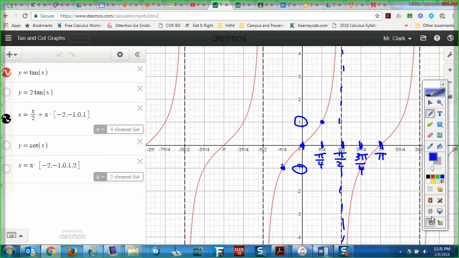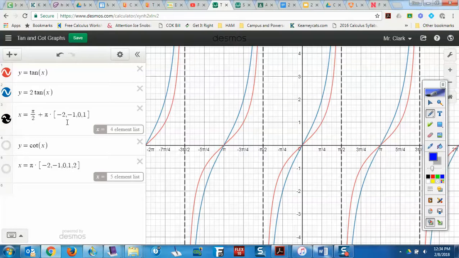Okay, so just to look at this, here is 2 tangent, and so sure enough, this point that was here at 1 is up there at 2. And this one that was down, at -1, is now down here at -2. Make sense? Okay, all right.